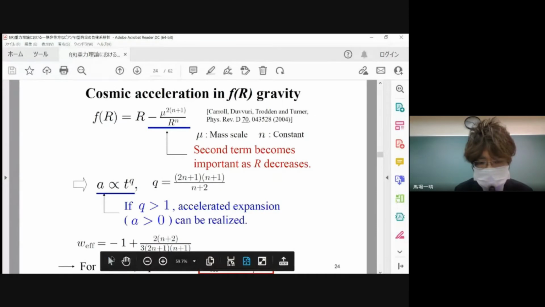For example, if n is equal to 1, namely q is equal to 2, the effective equation of state is given by this expression. This is less than minus one third.